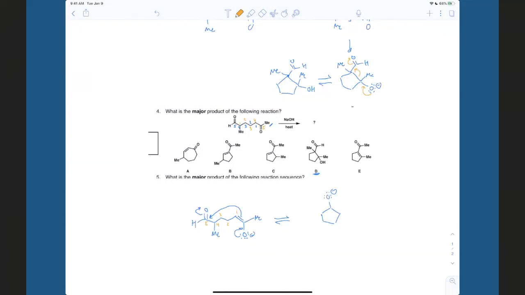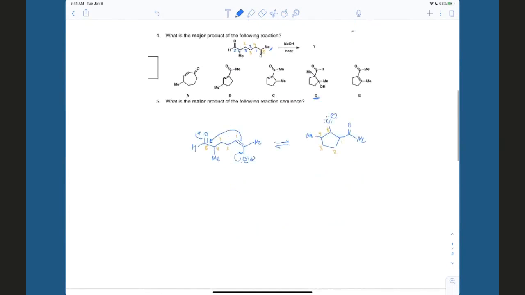We know that this aldehyde becomes an alcohol. So if this is going to be 5, we need to have the methyl right next to it. So this would be 5, 4, 3, 2, 1. It reforms a ketone afterwards. Now we do have this alpha hydrogen here, so we will be able to deprotonate the carbonyl, or the hydrogen next to the carbonyl.